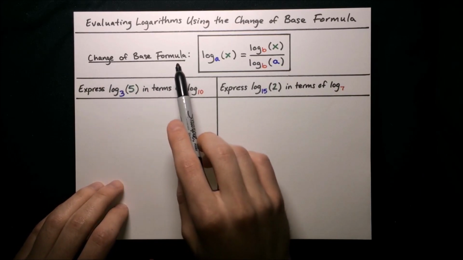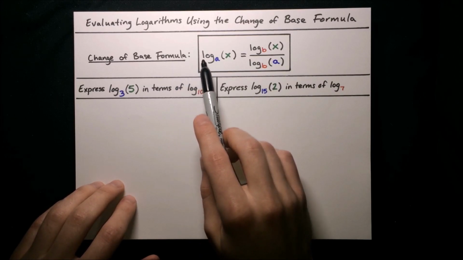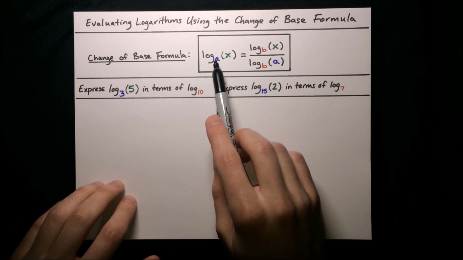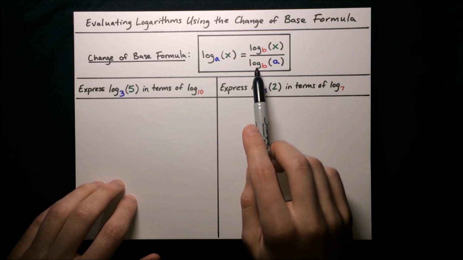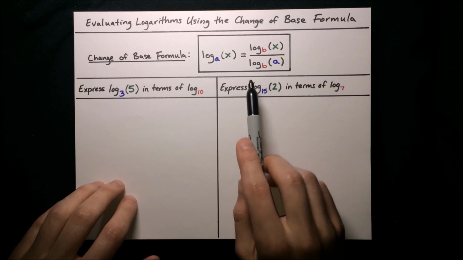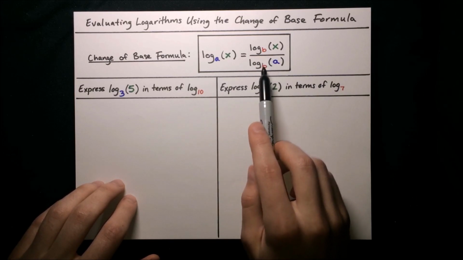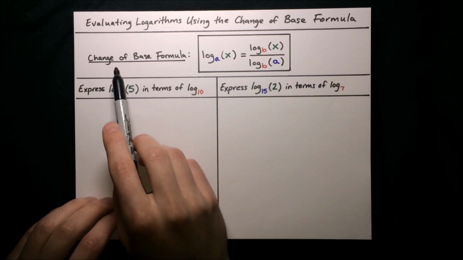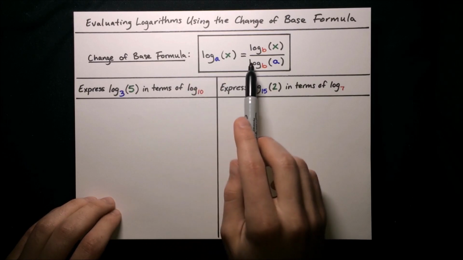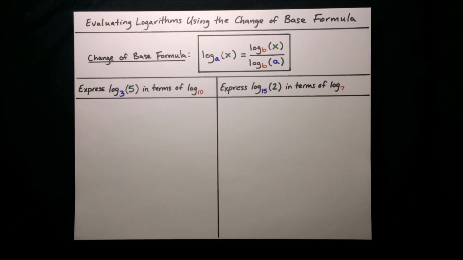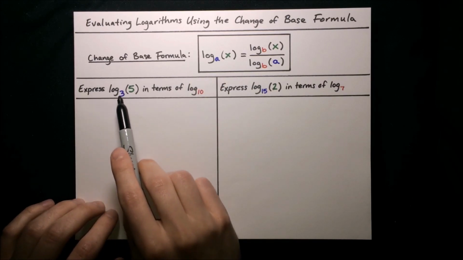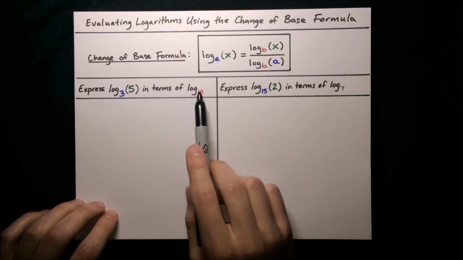So the change of base formula gives us a way to convert a log of a base a to a ratio of logs of any other base b. It's just log of x over log of a, both taken with respect to some base b. Okay, so let's do some examples to see this change of base formula in action. First off, we want to express log base 3 of 5 in terms of log 10.